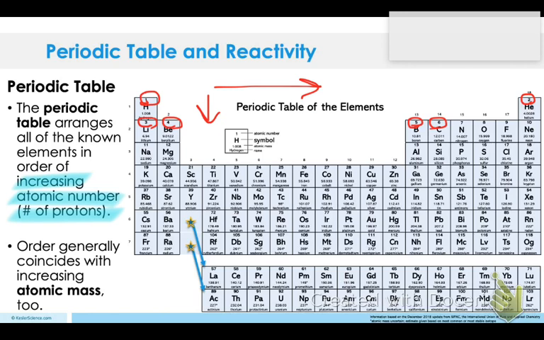So I'm going to choose a different color. That atomic mass is the number on the bottom. So I'm underlining it. And it says generally, because if you're looking at the periodic table, sometimes the number is going to be a little bit smaller. But for the most part, the atomic mass is going to increase too when you go right and down. Go ahead and pause here so you can get all this information down.